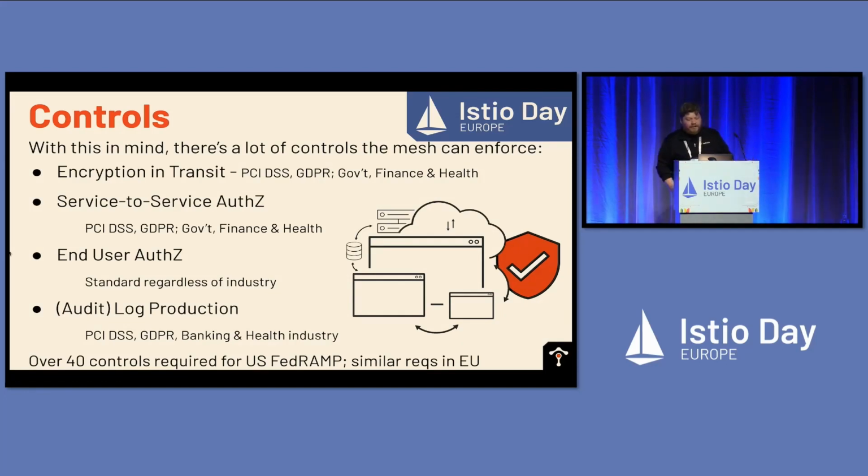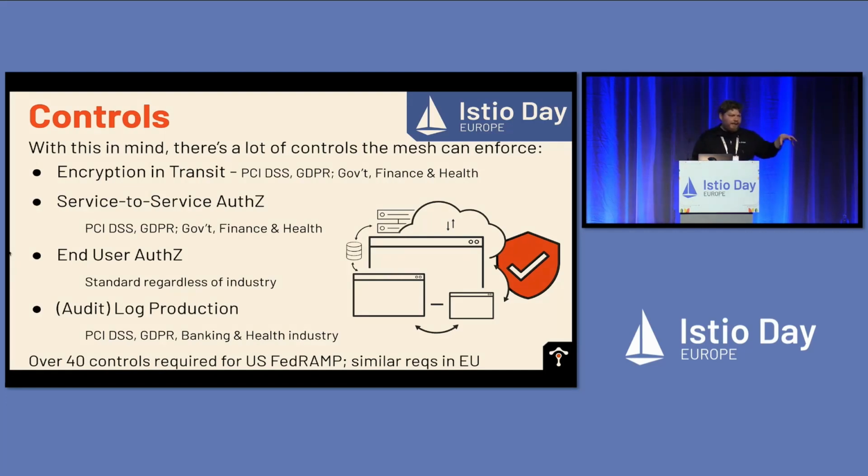In particular, things like PCI DSS. There's a slew of GDPR requirements. There's a slew of different government, finance, and health requirements. So for example, GDPR requires encryption in transit for PII, for PHI, for other sensitive data, right? Easy to achieve. Again, service-to-service authZ is almost universally required in some form.